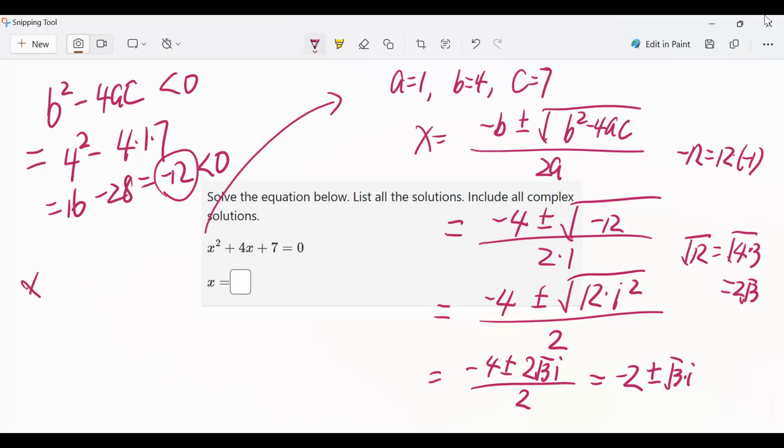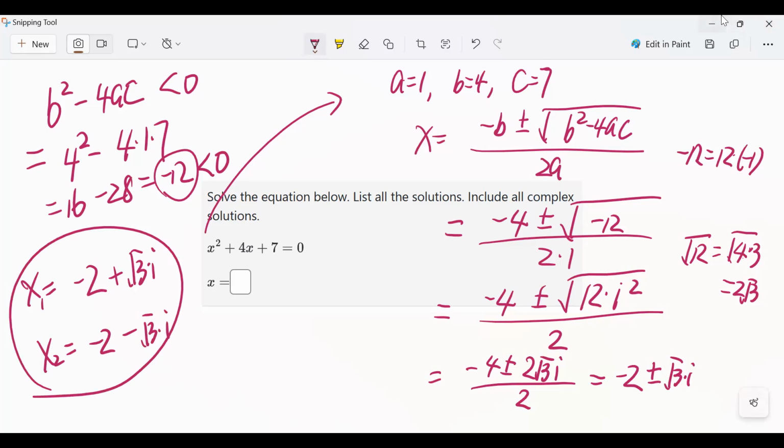So two solutions. First solution, x1 is minus 2 plus radical 3i. And then x2, the second solution, minus 2 minus radical 3i. That's two solutions here. Any question about this?